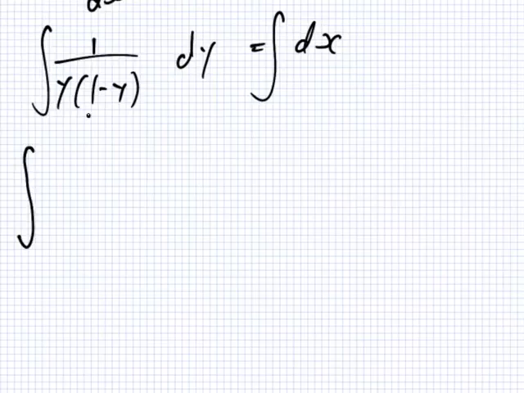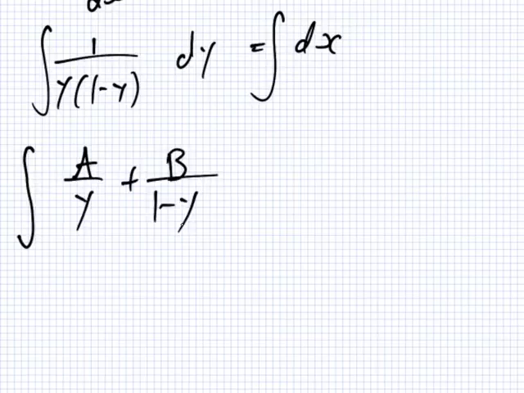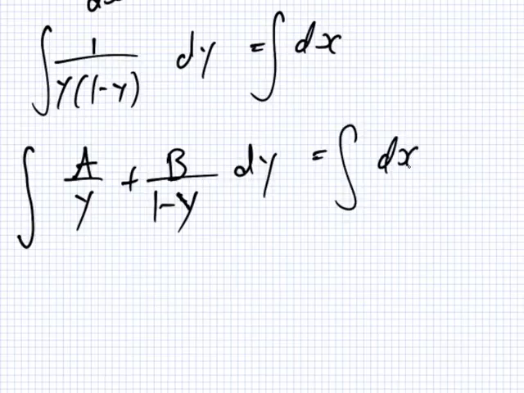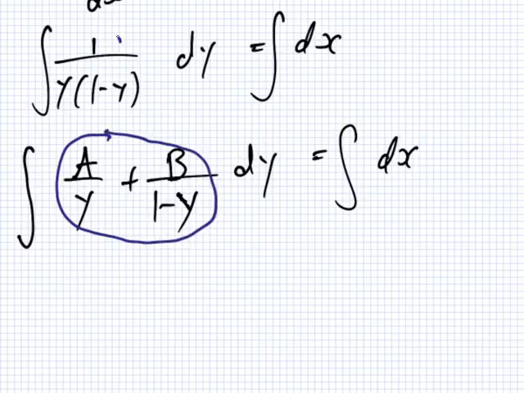This is not in the formula book. So you have to use the product rule. No, this is not in the formula book. So what you could try is a substitution, but that doesn't work. What you need to do here is change this into a over y plus b over 1 minus y. Remember this? Do you remember how to find the a and the b?